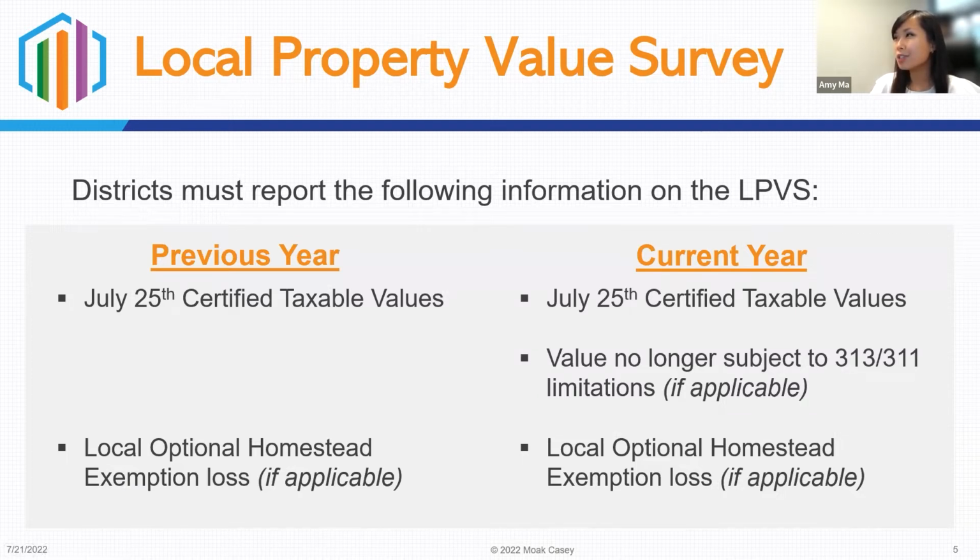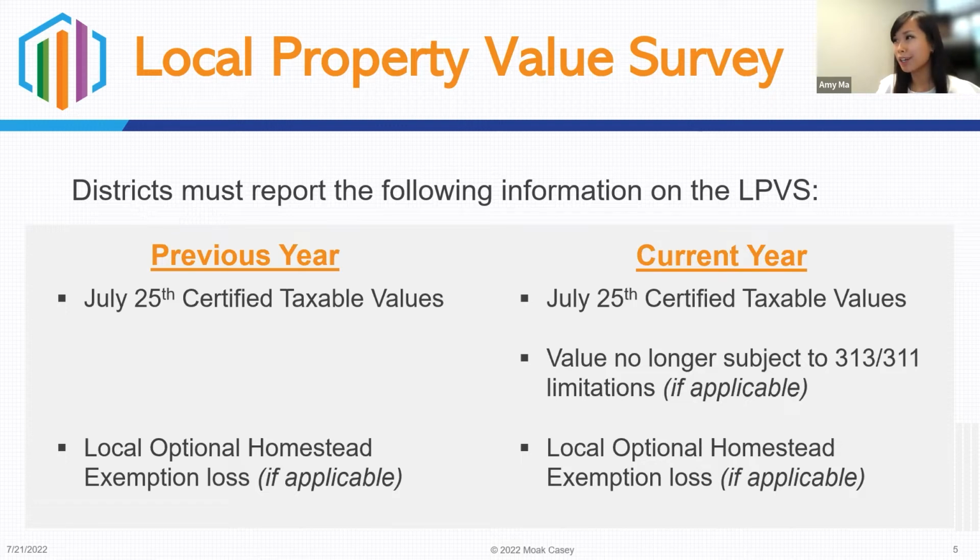So what do districts report on the LPVS? For the previous year, TA is looking for your July 25th certified taxable values, which you'll get from your CAD, and the local optional homestead exemption loss, if your district has it. Only about 1/3 of districts across the state have a LOHE, so it's more than likely that your district does not, but we can always help you verify this information that you'll get on your CAD report.